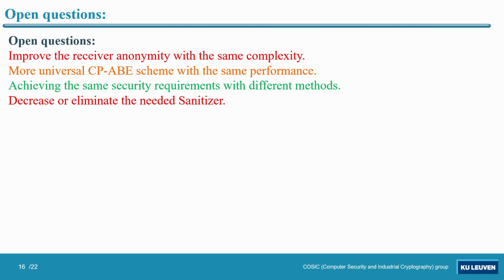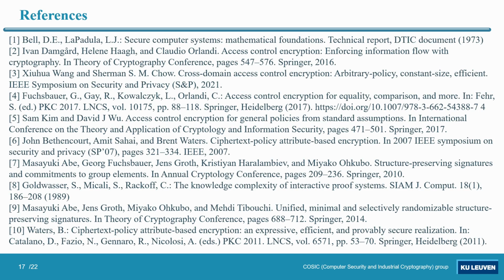Another open problem is how we can build a universal CPABE, because it is one of the important main ingredients for our generic construction, and if we have a more universal policy side for CPABE or a randomizable CPABE construction with the same performance, then we can build an efficient and more universal ACE construction as well. Another open problem is how we can achieve the same security requirements but with different methods and with different cryptographic primitives. Another interesting open problem is how we can decrease the trust model or eliminate the needed sanitizer in ACE constructions in general.